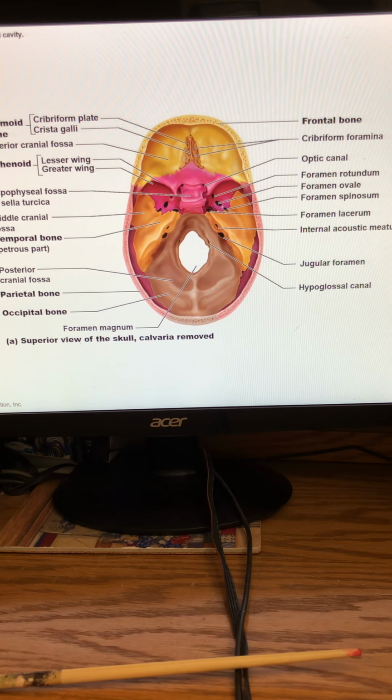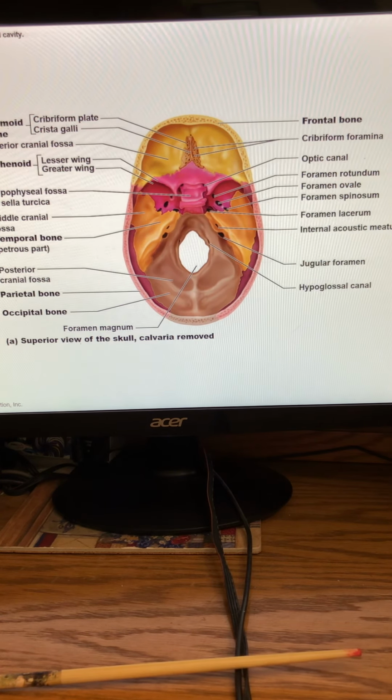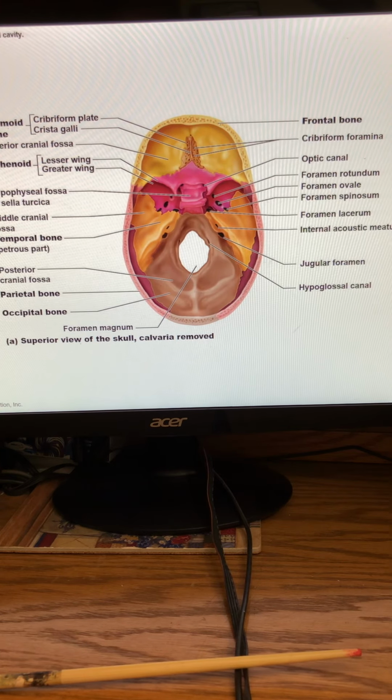Technical difficulties. I think it's the median mental something. Anyway, can't find it. Anyway, so that's it for the mandible.